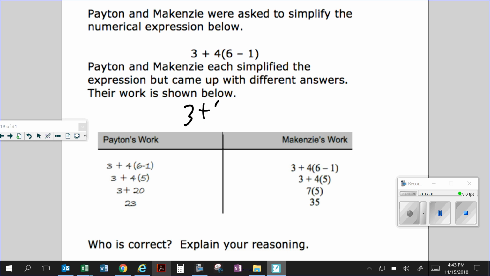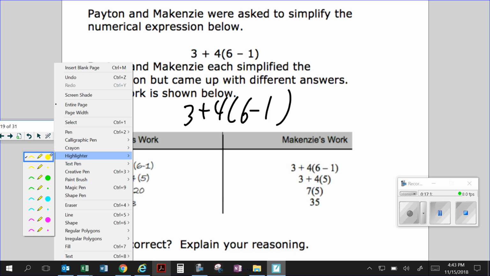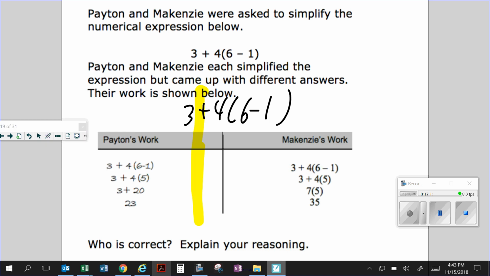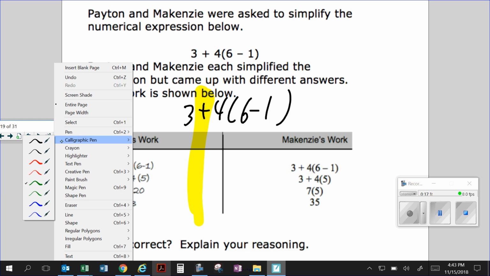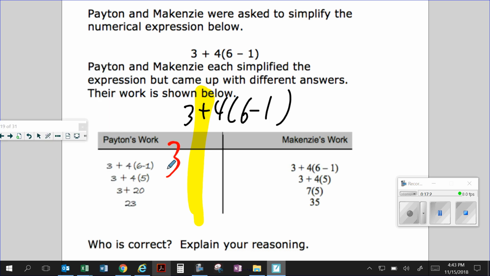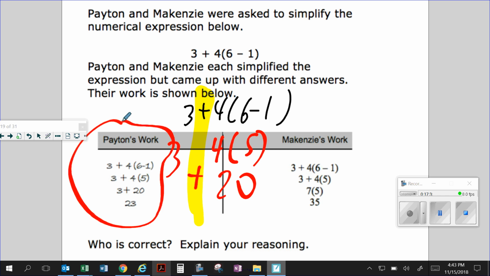Guys, you should only trust yourself. So I'm going to get my highlighter and highlight the operators right there. Don't highlight that one. That's inside a grouping symbol. So let me get a different pen color. The left term is 3. The right term, 4 groups of 5, is 20. What do they want you to do with the left term and right term? Combine them. Oh, Peyton is correct.